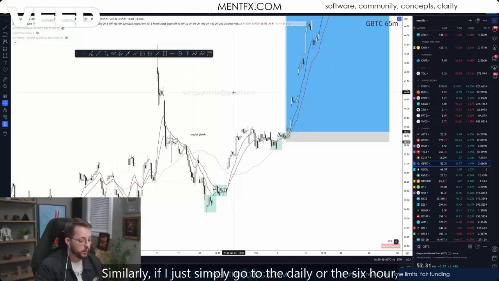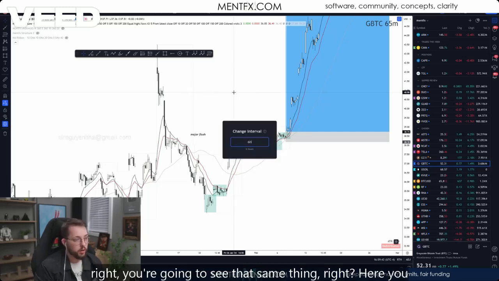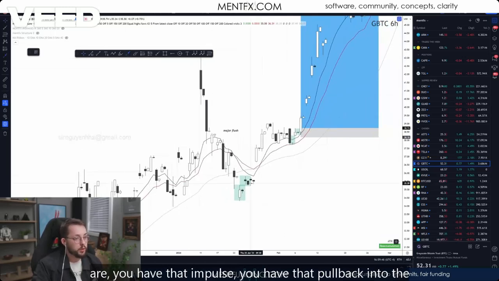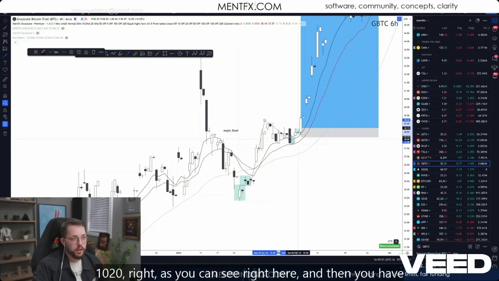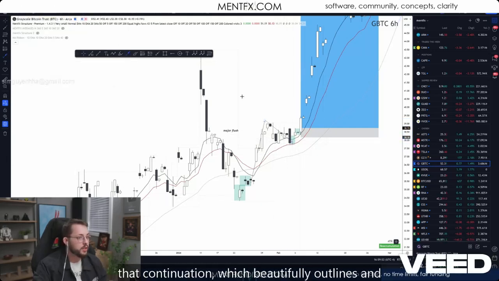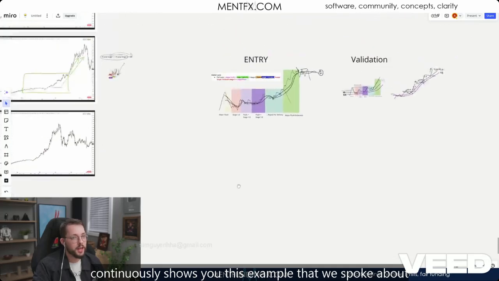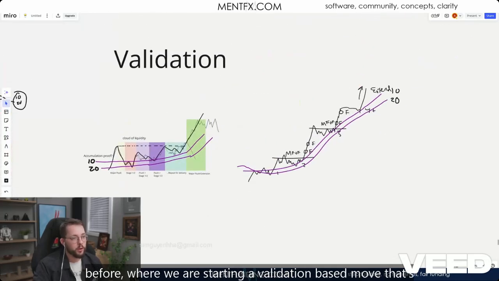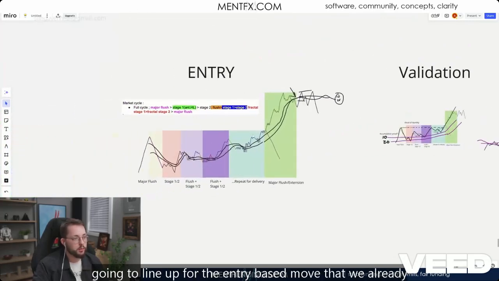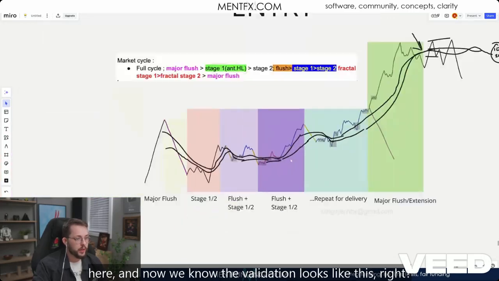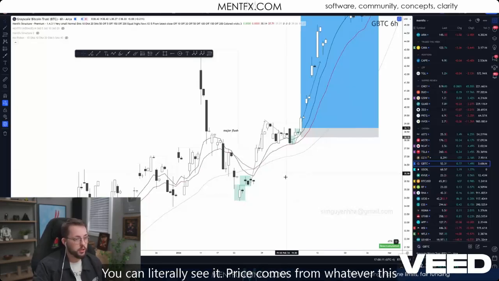Similarly, if I just simply go to the daily or the 6 hour, right, you're going to see that same thing. Here you are. You have that impulse, you have that pullback into the 10, 20, as you can see right here, and then you have that continuation, which beautifully outlines and continuously shows you this example that we spoke about before, where we are starting a validation-based move that's going to line up for the entry-based move that we already have seen, right? So we know the entry was around here or here, and now we know the validation looks like this. You can literally see it.